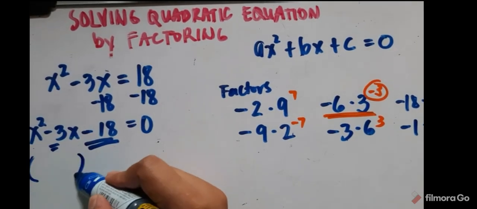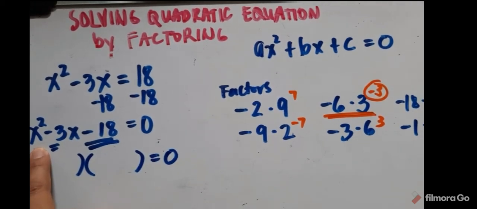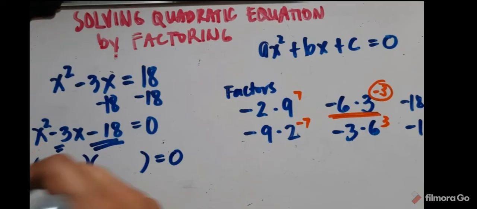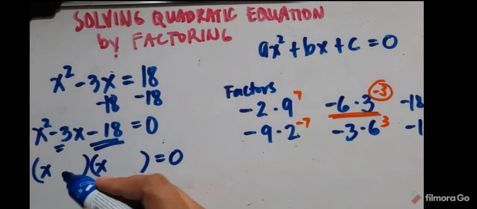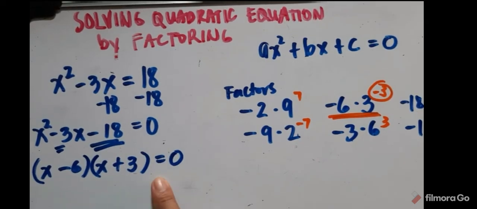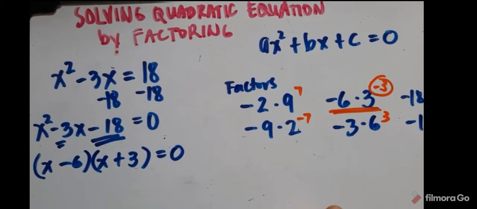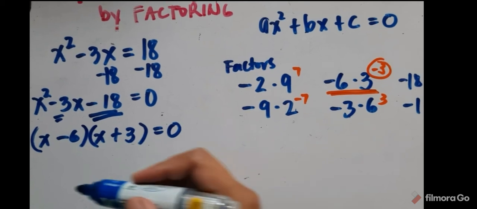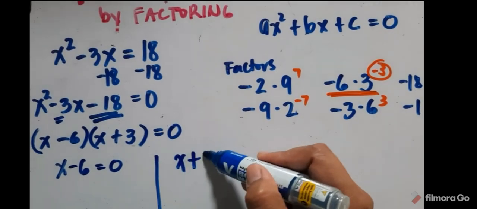So we write it as a product of two binomials is equal to 0. When we factor x squared, we have x and x on both sides. Factors of negative 18, that is negative 6 and positive 3. So these are the factors of our trinomial. Then what are we going to do next? We solve using zero product property for the two binomials. So we have x minus 6 is equal to 0, and the other side, x plus 3 is equal to 0.